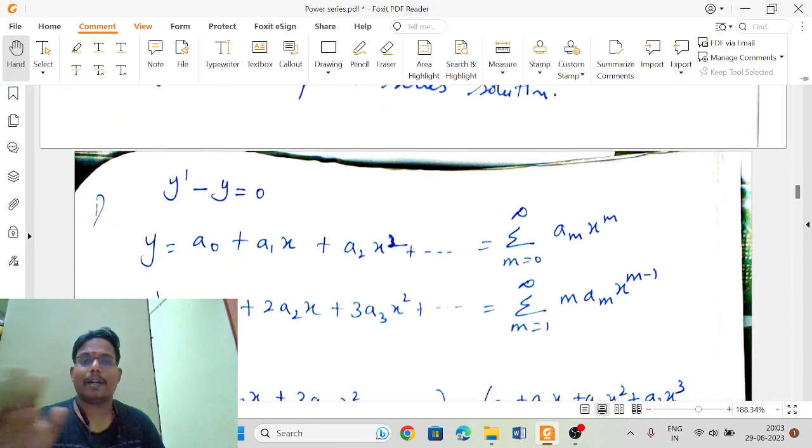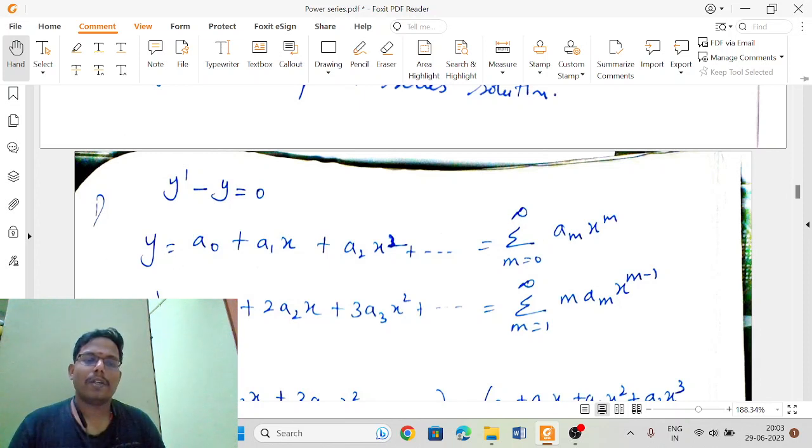Here we have a simple example. You can find it in any books, and you can try it by yourself. Here you can see that the indices are changed. Instead of k, I used m. So if I use m here, you have to use m here and here also. So y dash minus y is equal to 0. It's a simple problem, a simple first order differential equation.